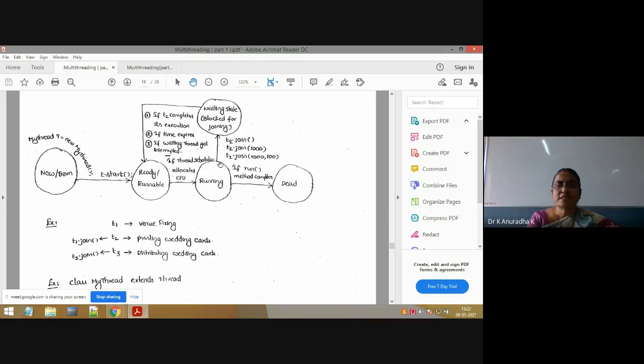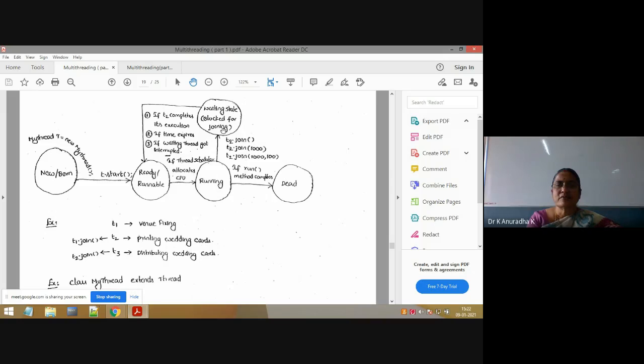Now T2 is in the running state because we have written T2.join inside T1. That's why, until the completion of thread T2, T1 will be in the waiting state. So T1 goes from the running state to the waiting state, and T2 enters into the running state.